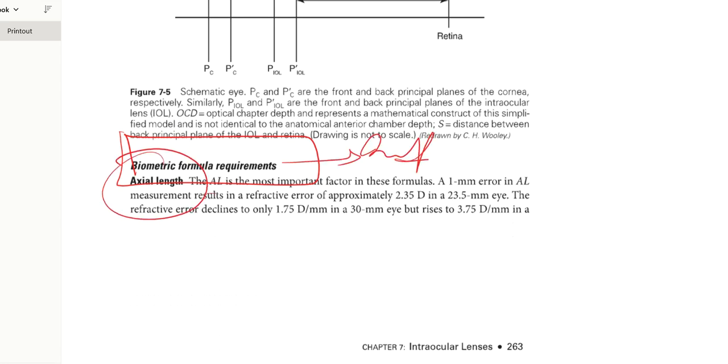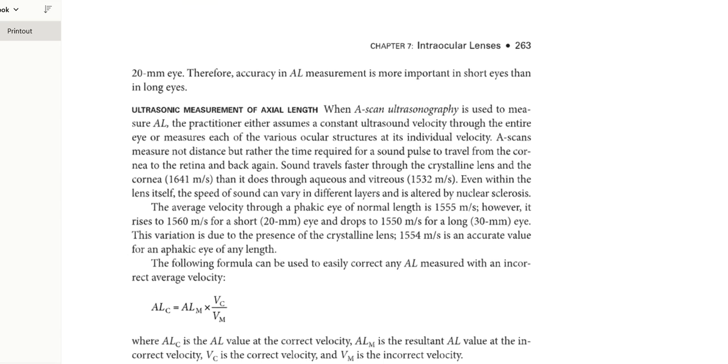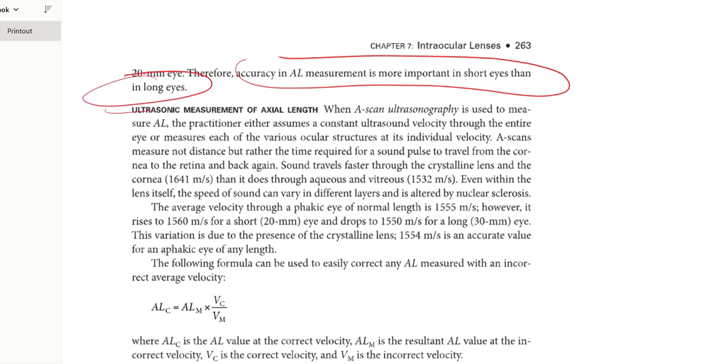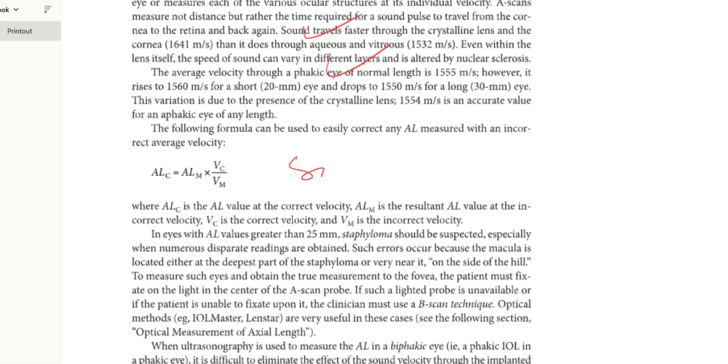Axial length, very important. Okay, axial length is more important for short eyes than in the long eyes. Ultrasonic measurement, very important. Remember the role of silicone oil.